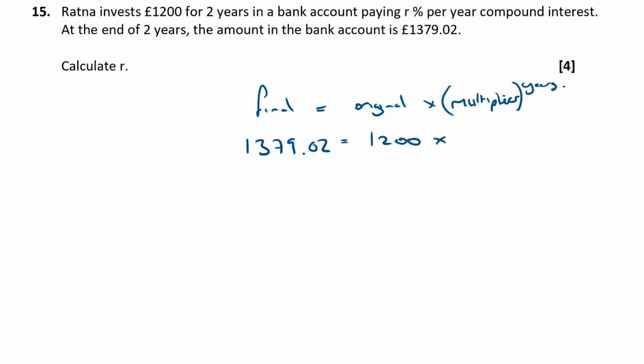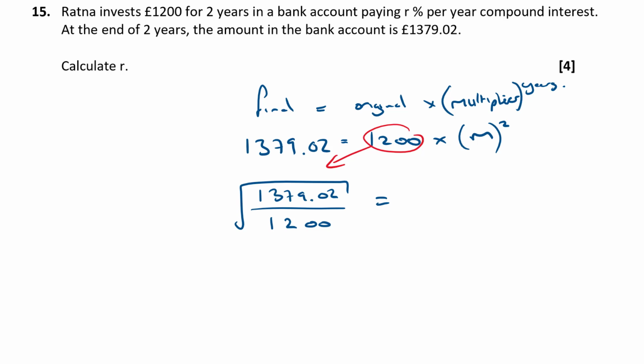We don't know the multiplier. I'm just going to call it M for now. It's not quite the same thing as R. And then years we know is 2. Right, so what is M then, the multiplier? If I want to get M by itself, I would have to divide by 1,200. So that would give me 1379.02 over 1200. And then I'd need to square root, wouldn't I? And that's going to give me M.